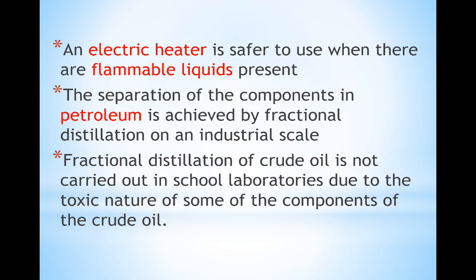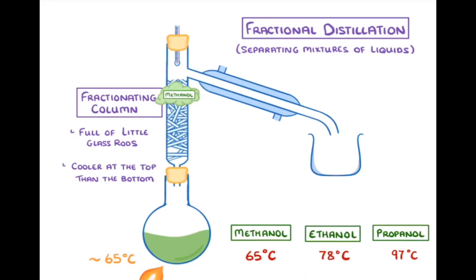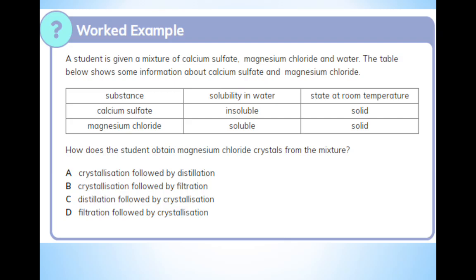The separation of the components in petroleum is achieved by fractional distillation on an industrial scale. Fractional distillation of crude oil is not carried out in school laboratories due to the toxic nature of some of the components of the crude oil. So here there was a question you'll see in the past papers which is related to methanol, ethanol and propanol. So after seeing the video, do solve the questions.